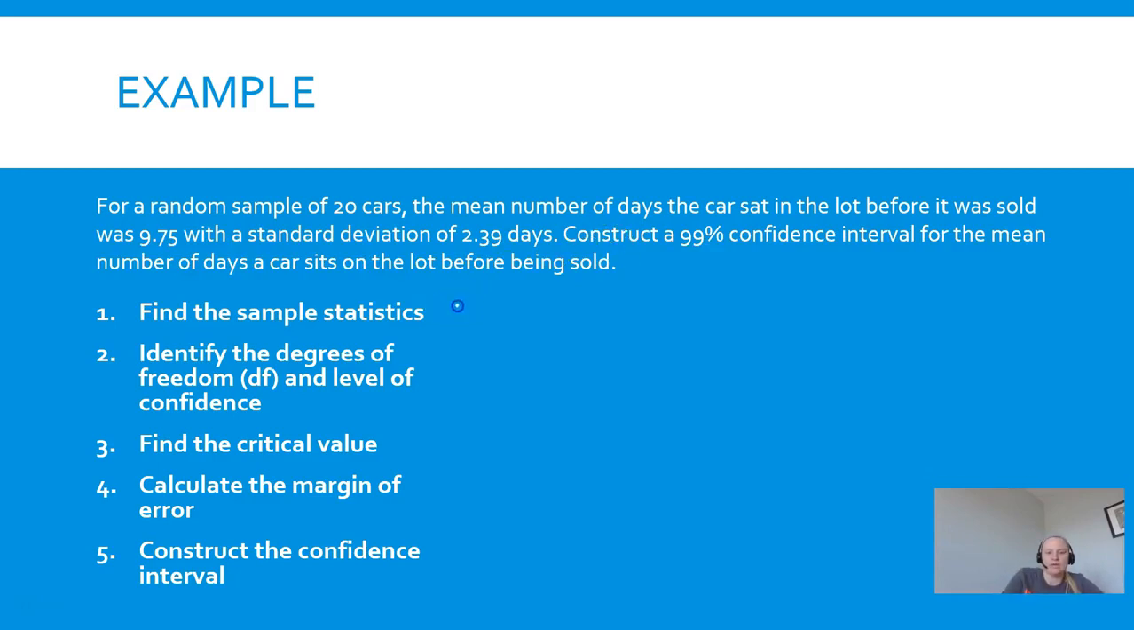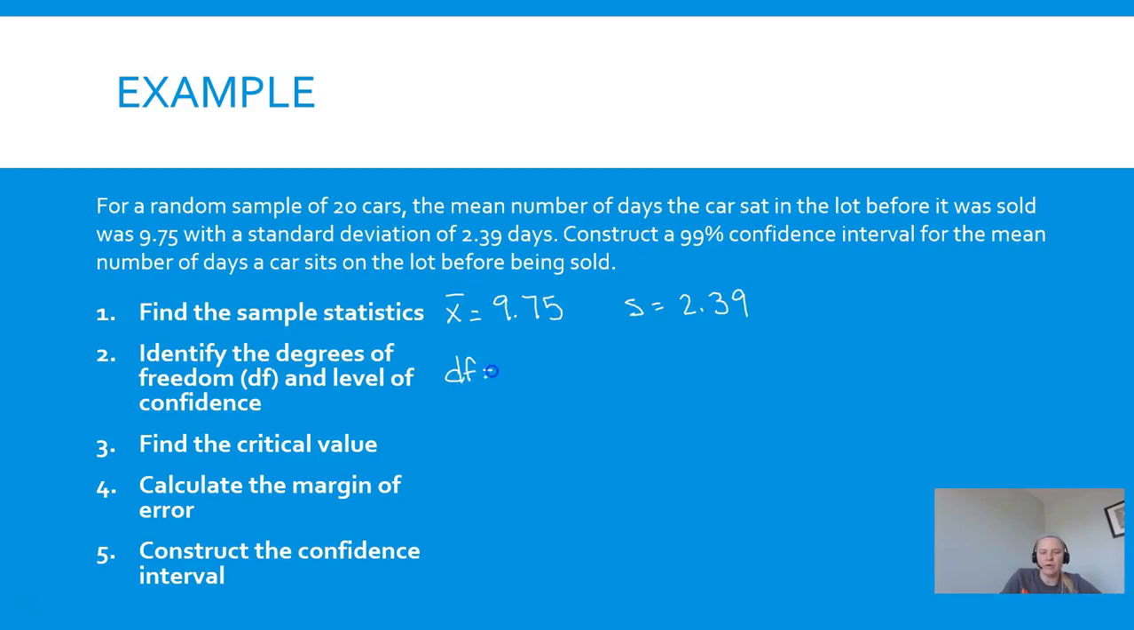So our sample statistics: x bar, they gave it to us. It was 9.75 for our 20 car sample. And then the standard deviation was 2.39. It's always nice when they give it to you. If they don't and just give you a list of data, then we would use our 1-Var Stats just like we did in 9A. Next, identify the degrees of freedom.